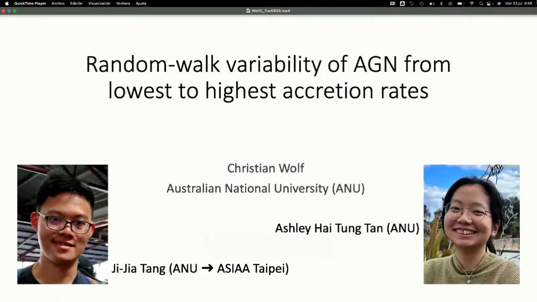Most of the work was actually done by two of my students: my former PhD student, Chicha Tang, who has meanwhile moved on to a different institution, and my former honors student, Ashley Haitung Tan, who did her undergraduate thesis on this topic.